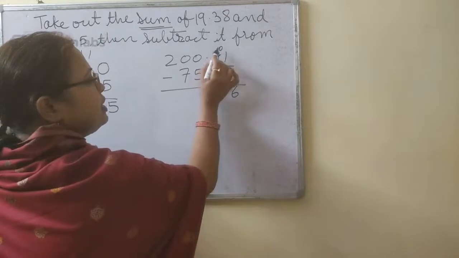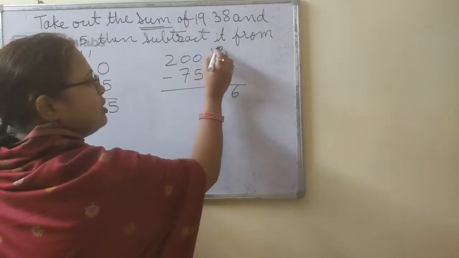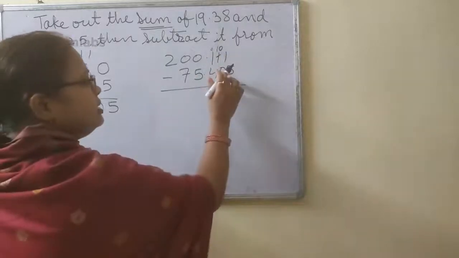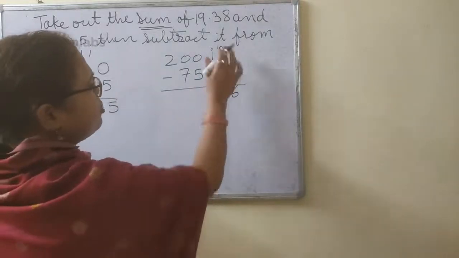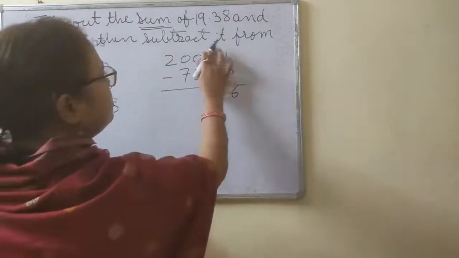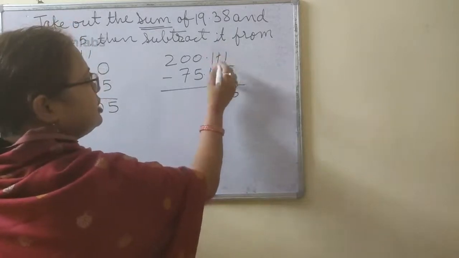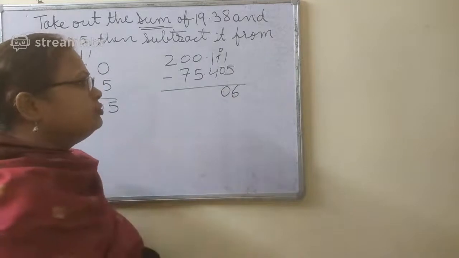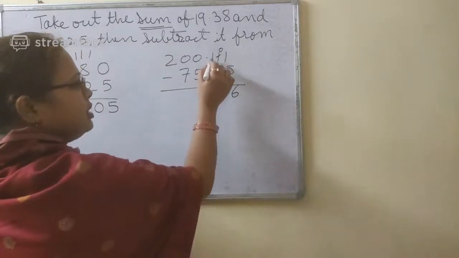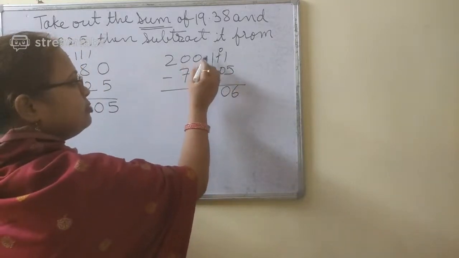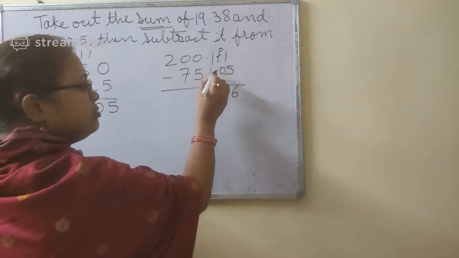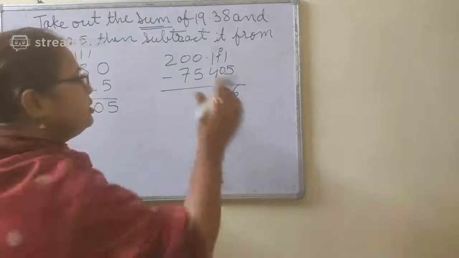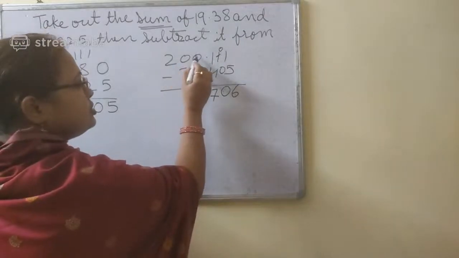Then again we will take 1 from this. This will become 0 and this will become 10. You don't have to subtract here, clear? Because it is given 0 here, and 0 minus 0 is 0. Then 1 minus 4, we will take 1 from this. It will become 11. 11 minus 4 is 7. Then what is left here? Of course this is 0.